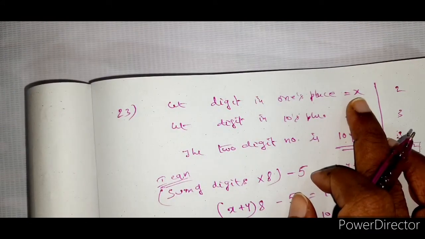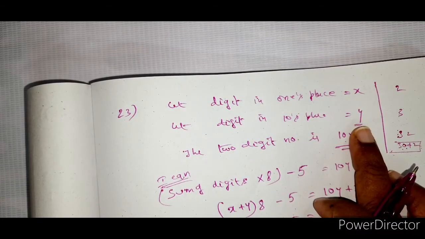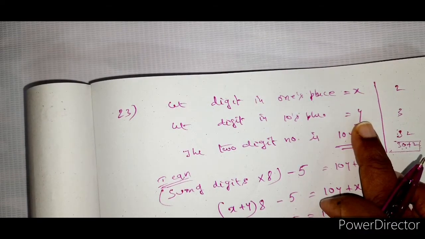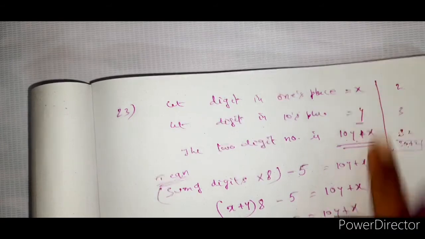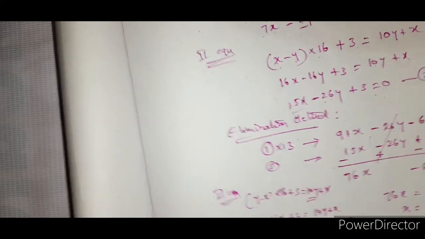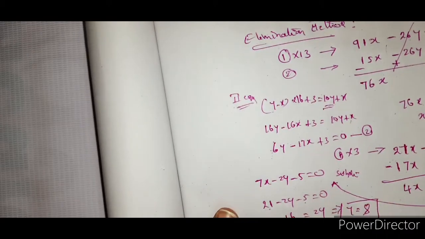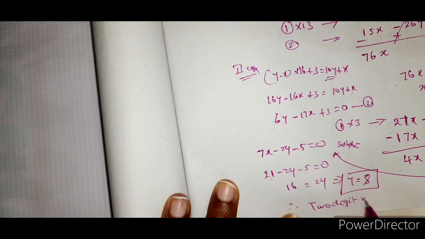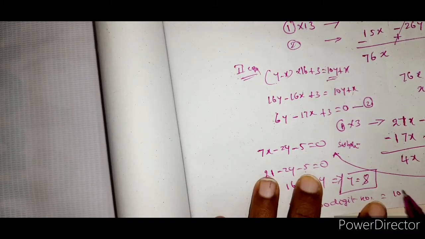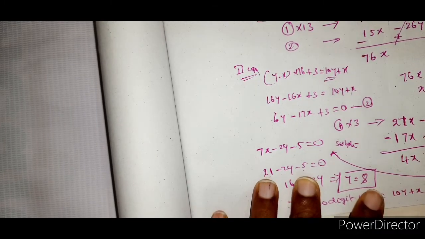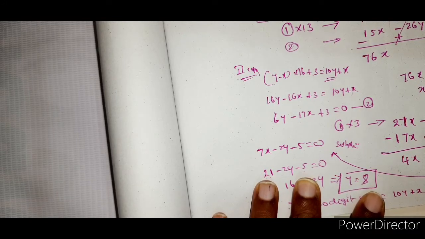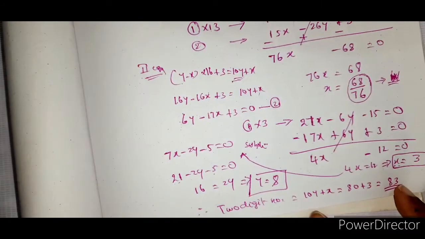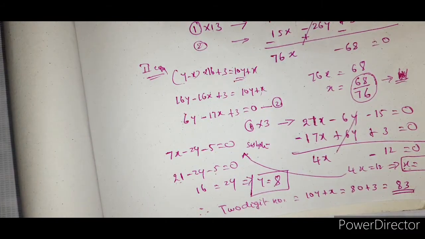What did we imagine? The digit in units place is x. The digit in tens place is y. So y we got as 8 and then x is 3. So 83. So our number, the 2-digit number, is equal to 10y plus x, which is equal to 80 plus 3, which is 83. This is how you have to write. Clear? Did you get the point?